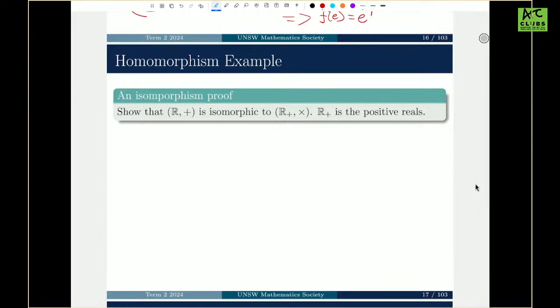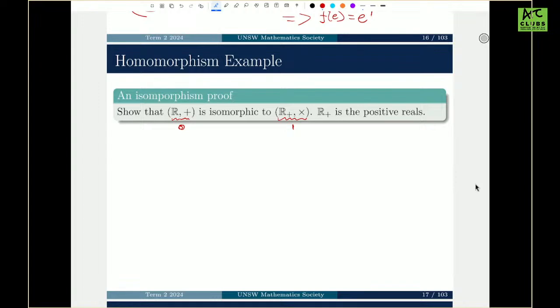Okay, so here's a fun isomorphism proof. Show that the reals under addition is isomorphic to the positive reals under multiplication. So the reals under addition, in this case the identity element is 0, by the way, and for reals under multiplication the identity element is 1, but we can further restrict that group to just the positive reals as well, because the multiplication of two positive numbers is just positive, and the multiplicative inverse of a positive number is still positive.